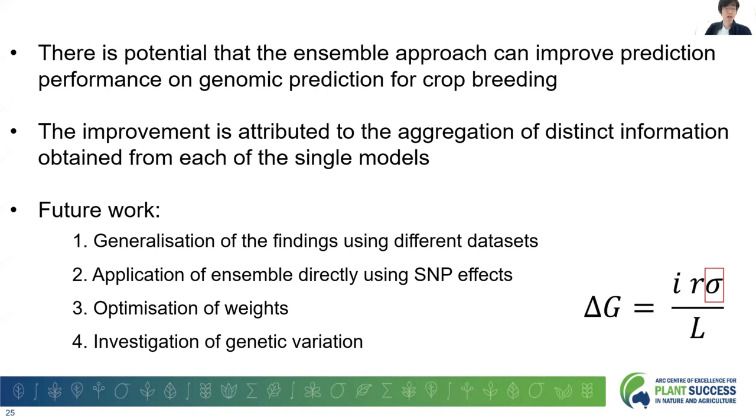And lastly, we can also further investigate the genetic variation parts here. Like I showed in the scatter plot matrix, each of the single models returns a different SNP effect estimation. Therefore, by using all the different information, we may be able to further investigate ways to enhance the genetic variation in the breeding population, represented as sigma here, so that we can also try to enhance the genetic gain in the end.